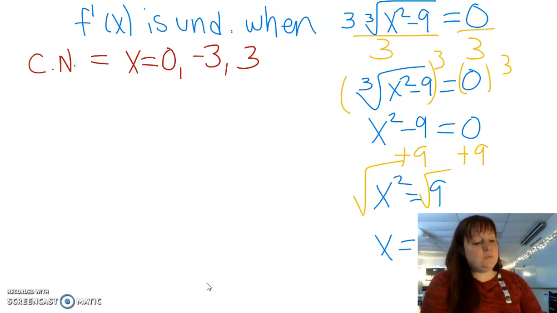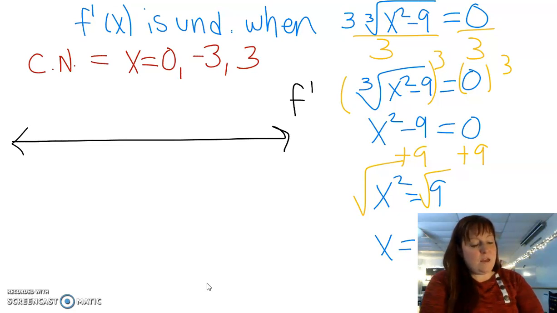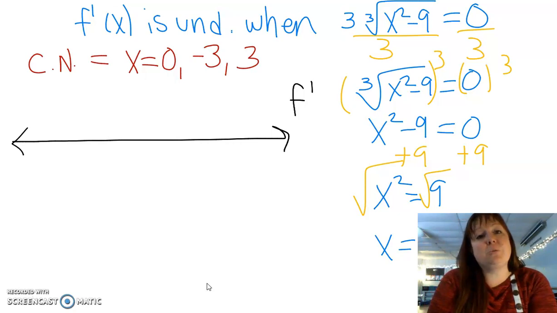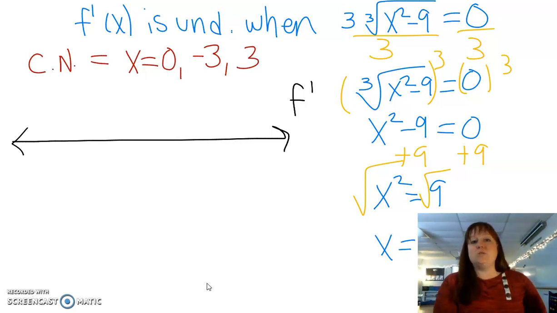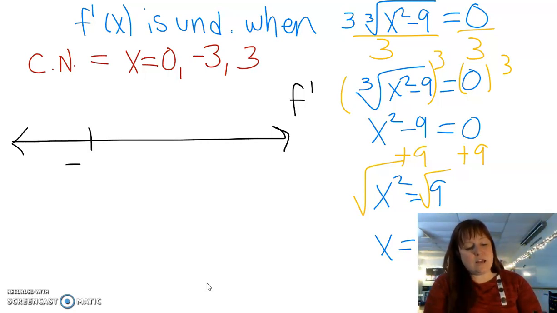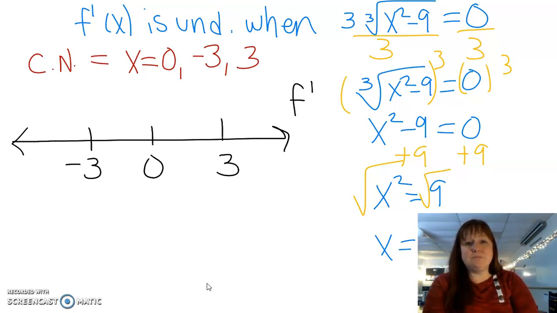So now what we're going to do is a little thing called the f prime number line. We look at our f prime and figure out what's happening before and after each of our critical numbers. So we use our critical numbers and all of our domain restrictions as well. But we don't have any domain restrictions on this one, so we're just going to use our critical numbers: negative 3, 0, and 3. So let's figure out what's happening before and after each of these critical numbers. We're looking at what's happening to f prime, because f prime is going to tell us what's going on in the function.